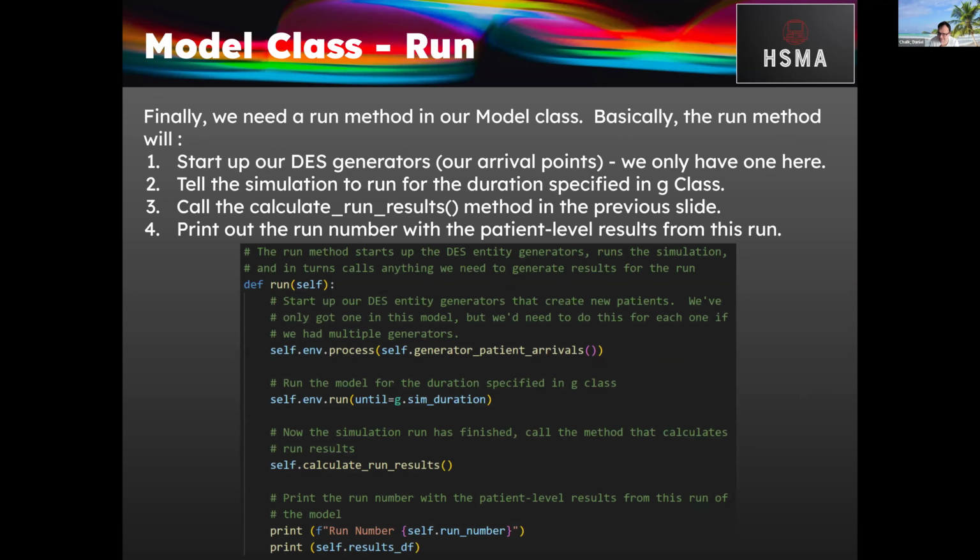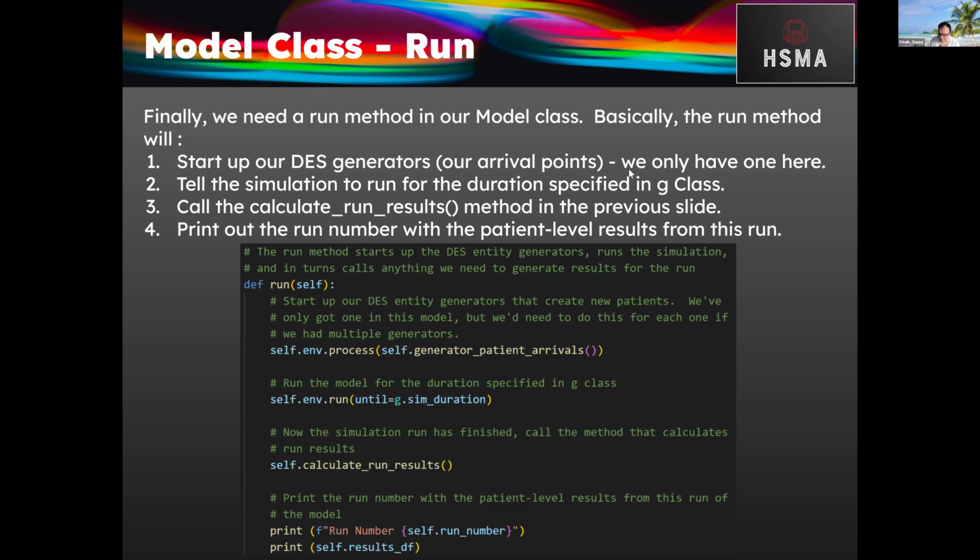And the last method we need in the model class, I said this was the big one, and again, just for a fairly simple model, but the good news is more complex models don't expand up. We're going to create a run method in our model class. Basically there's 4 things the run method is going to do. It'll start up our generator functions, it'll start up the generator function that represents our arrivals.